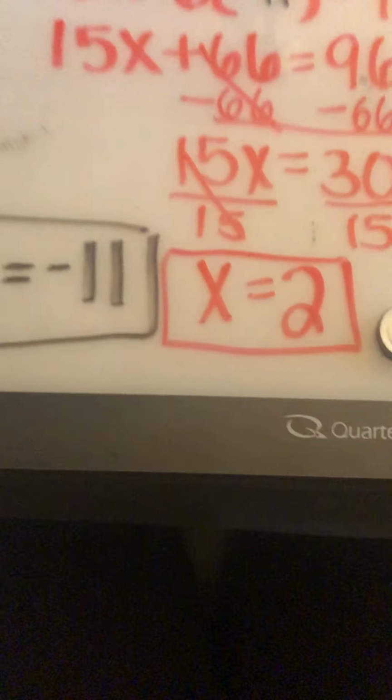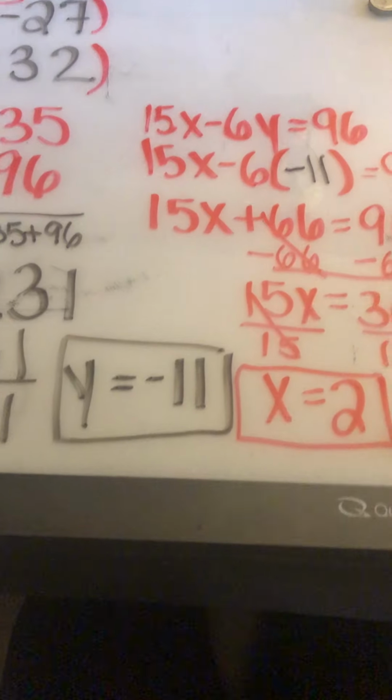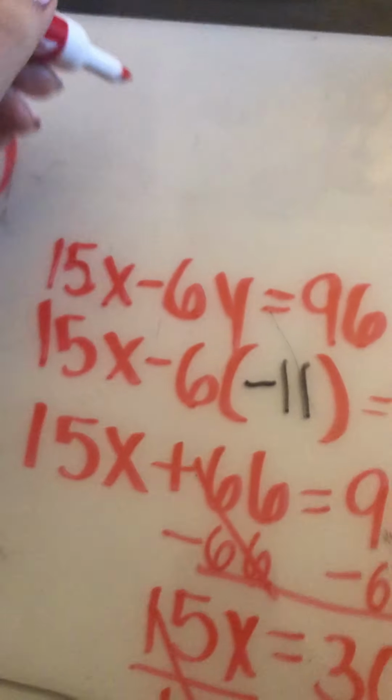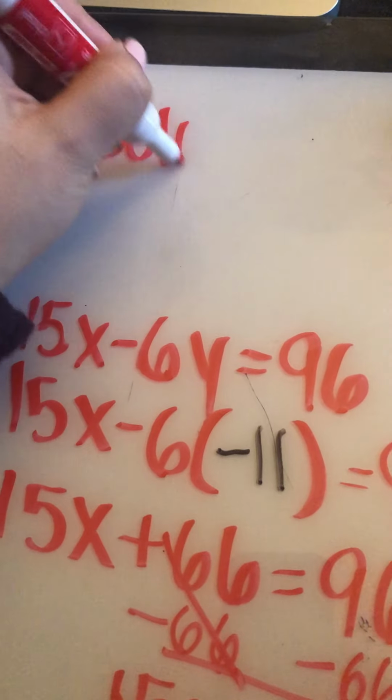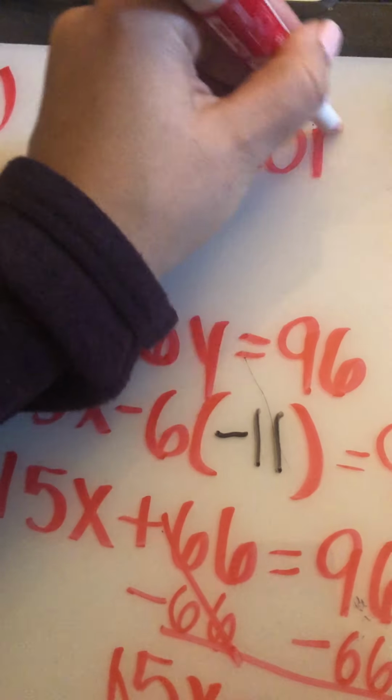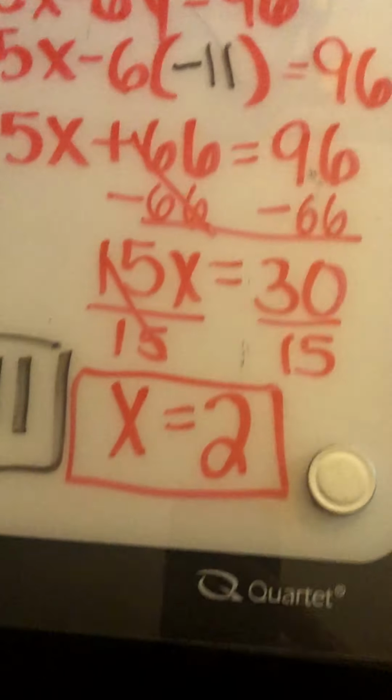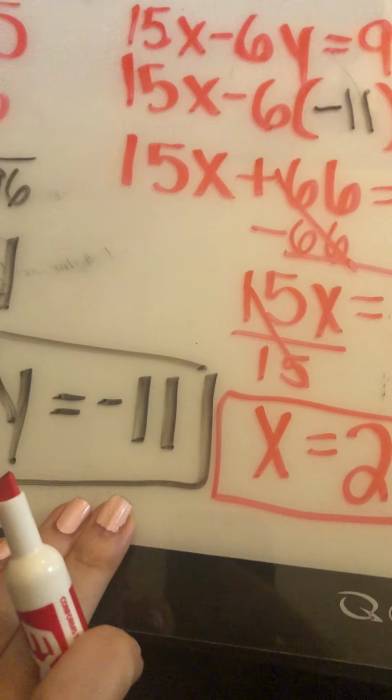So then the only thing we have left to do is to write our solution. I'm going to just write it at the top since I have space. So solution. And we want our x to come first, so it would be 2, comma, negative 11.